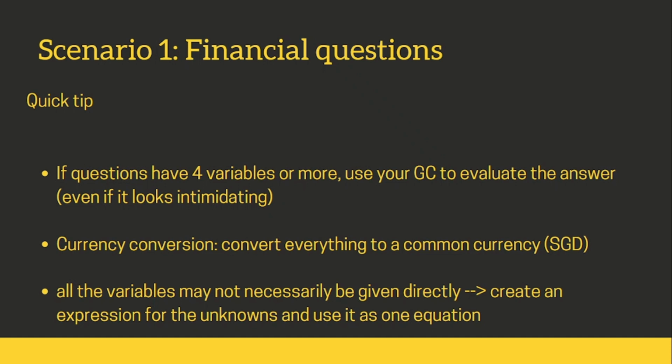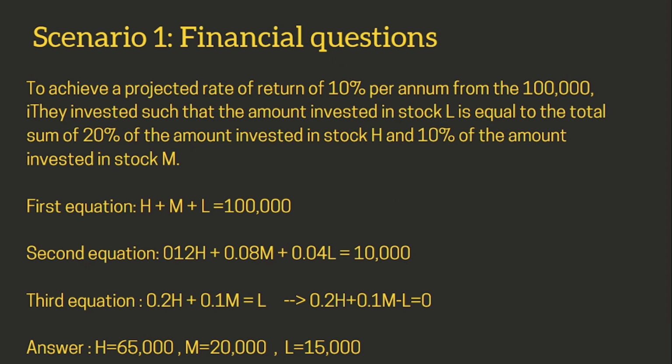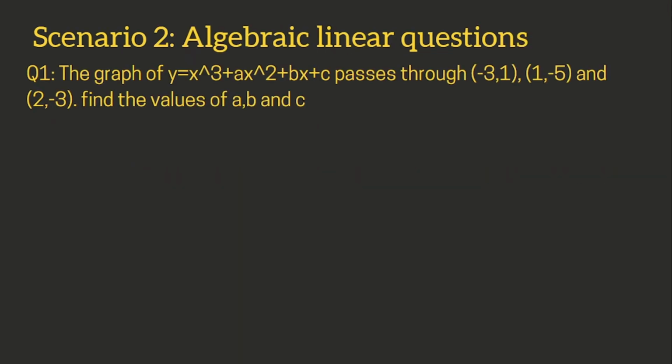And all the variables may not necessarily be given directly, so you have to create an expression for the unknowns and use it as one equation, such as the 0.2H plus 0.1M equals L. So this is the second scenario of questions, which is algebraic linear equations.